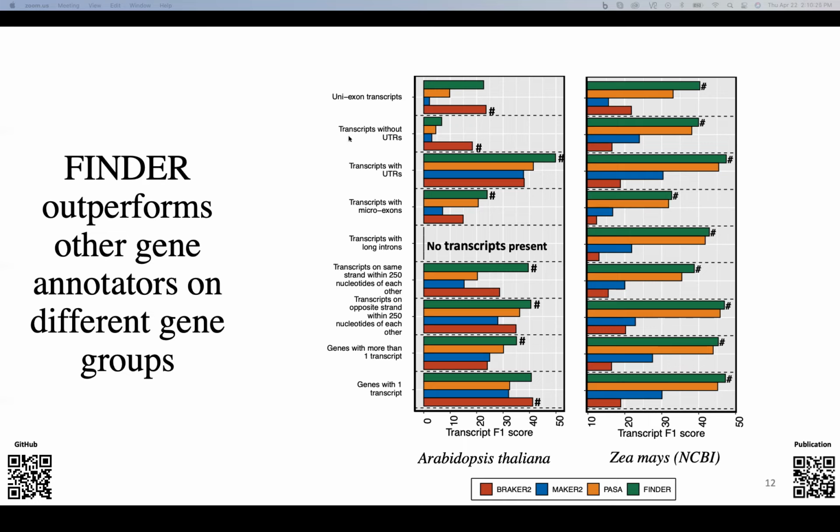Now we actually inspected these transcripts without UTRs using some PacBio data, and we found that there was evidence of UTR present for those genes also, but they were simply not annotated in the ground truth. So even with Arabidopsis, there were some missing UTR annotations.